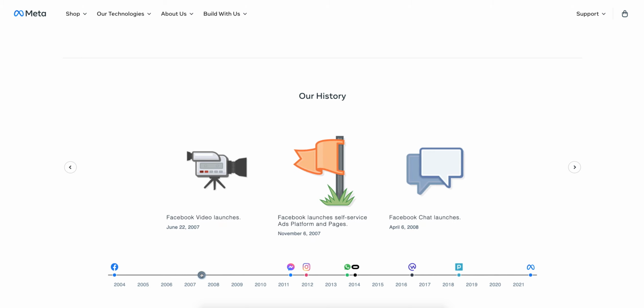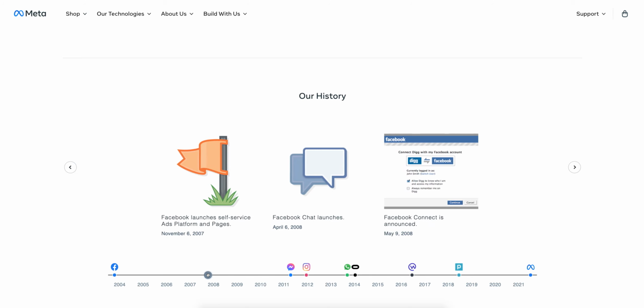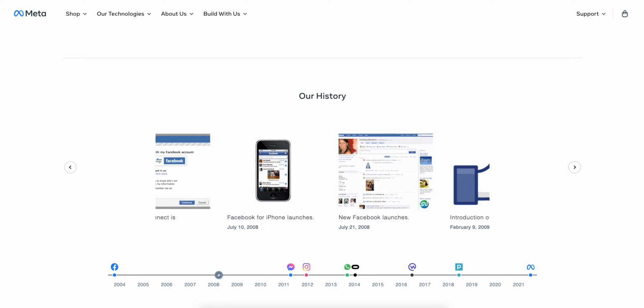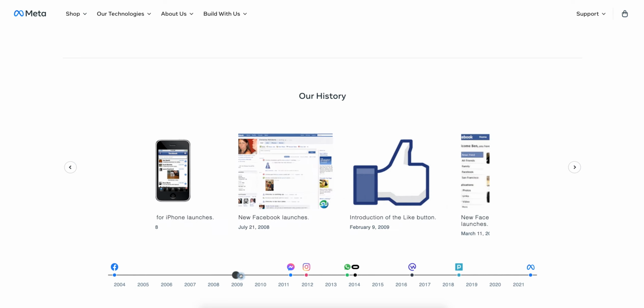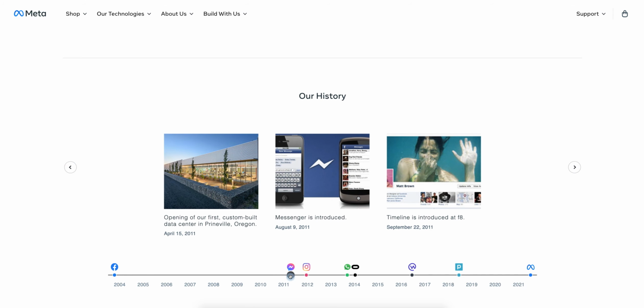Look at this. Facebook video wasn't until 2007. Facebook ads, a lot of people make money off that, weren't until 2007. Chat wasn't until 2008. Facebook Connect wasn't until 2008. Let me scroll on down. Facebook Messenger, look at your cell phone, let me know if you have that. Cell phone Messenger wasn't introduced until 2011, 7 years after Facebook was launched.